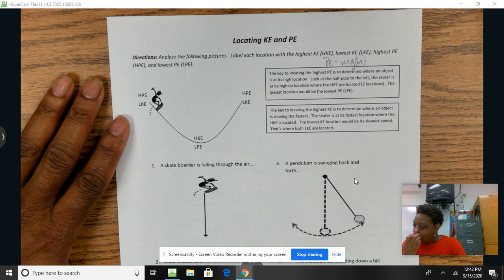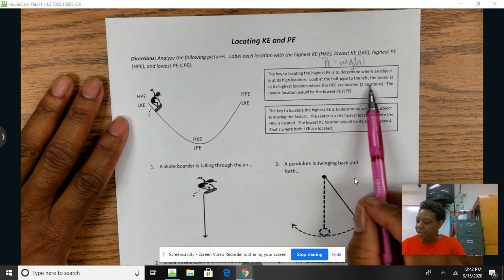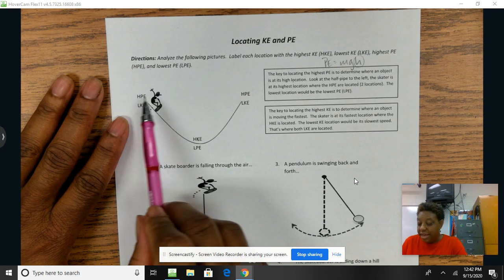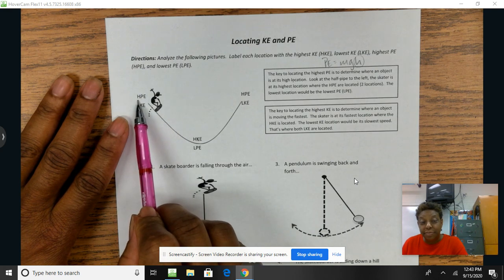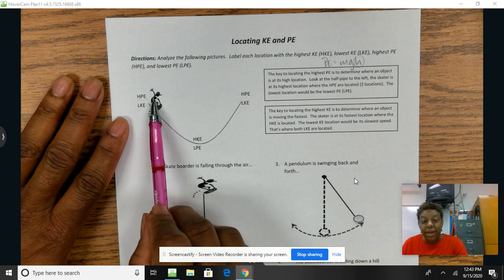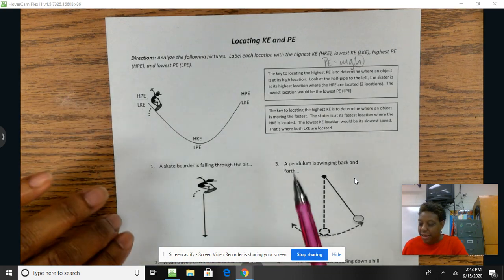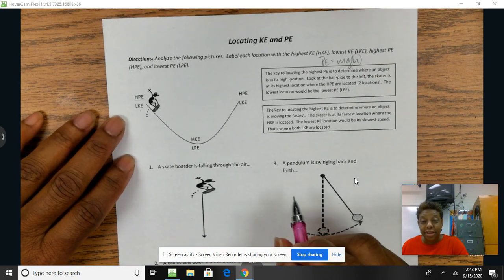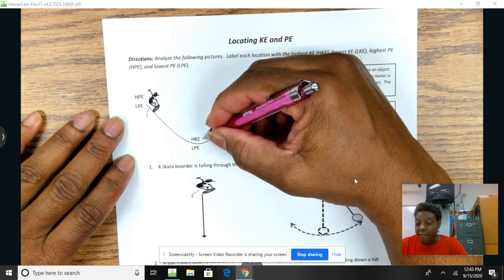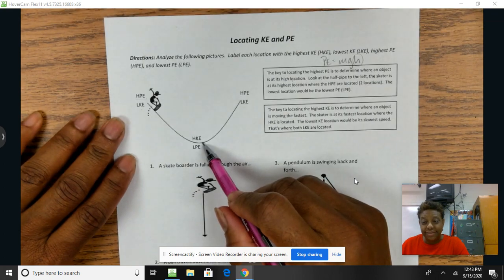Okay. All right. So then it advises us to look at the half pipe to the left. The skater's at its highest location. So when he starts, he's at the highest point. Therefore, his potential energy is the greatest. Whenever his potential energy is the greatest, his kinetic energy is going to be the least, because, again, mechanical energy is the sum of the two. When he comes down the half pipe, at the very bottom, he's going to be traveling the fastest.